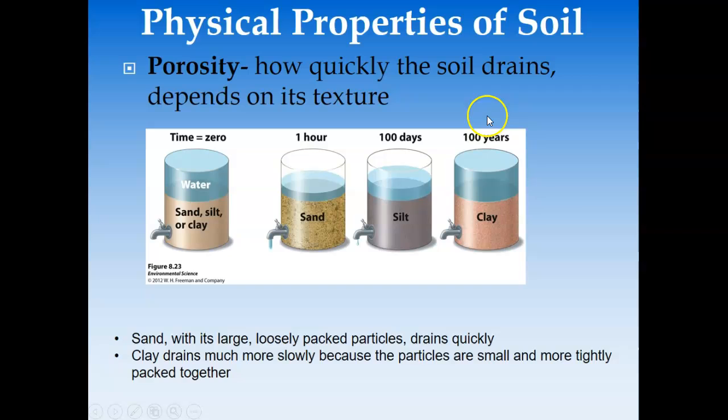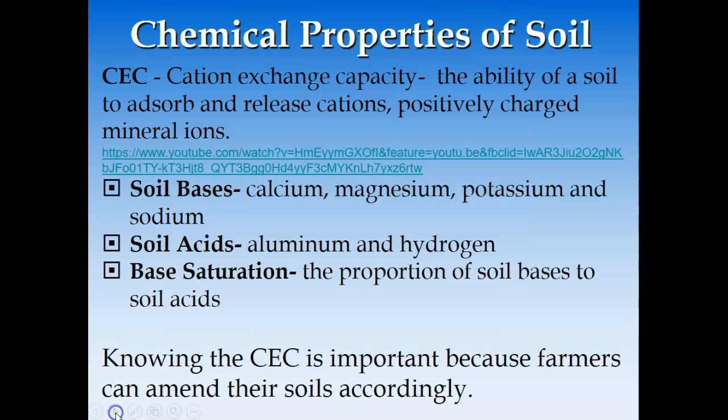If we look at the porosity of soil, which is another physical property, the porosity is how quickly the soil drains, depending on its texture. So sand has very large, loosely packed particles that drain very quickly. Silt has smaller particles that drain a little bit slower, and clay has very, very tiny particles that are packed very closely together, and so clay does not drain very quickly at all. We use clay in landfills because of that texture and the fact that it doesn't drain very quickly. So chemicals are not going to leach out.